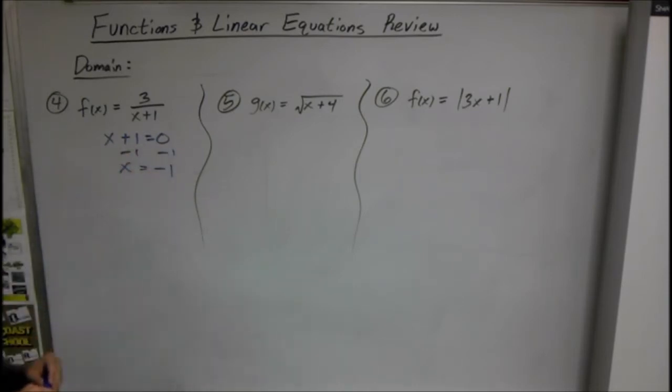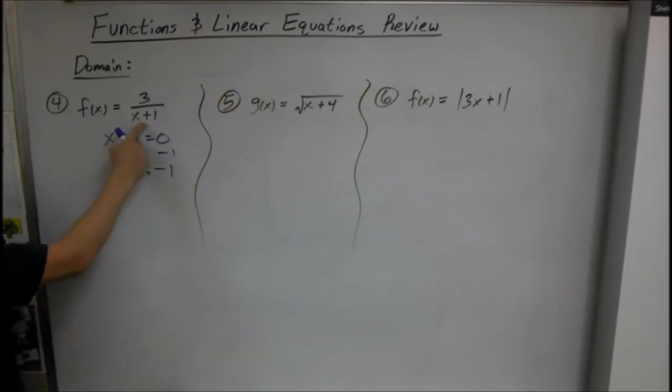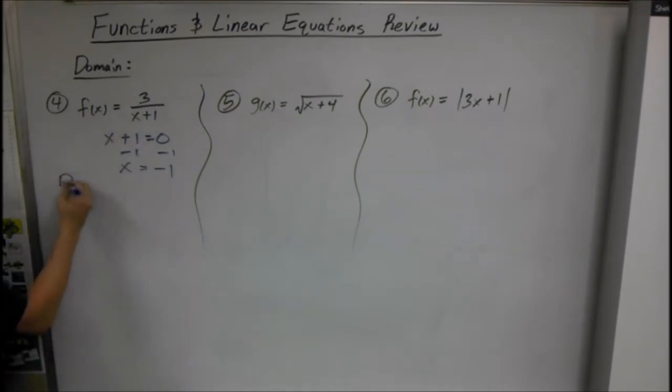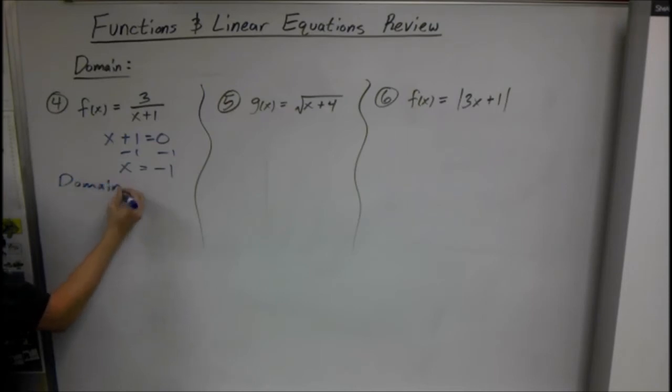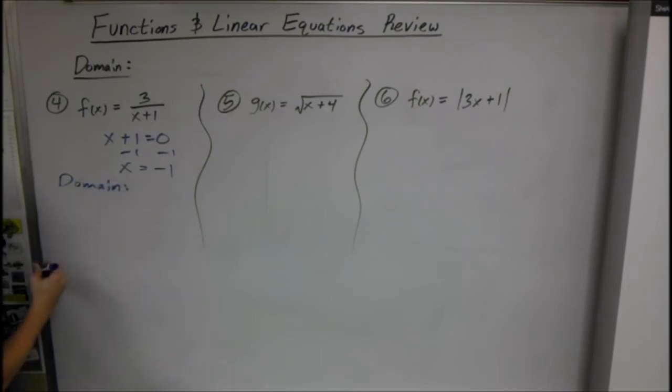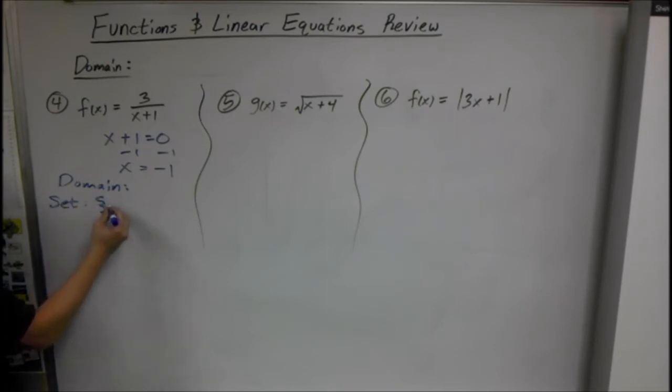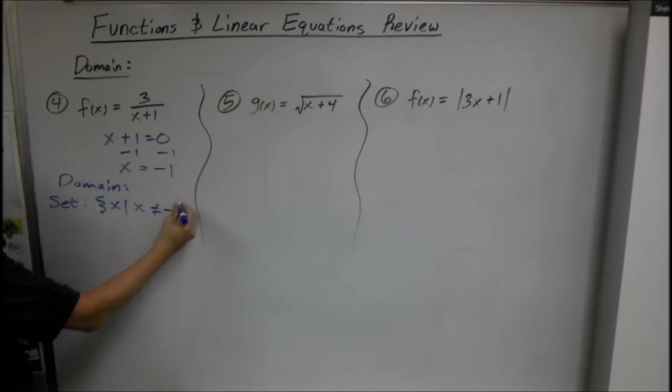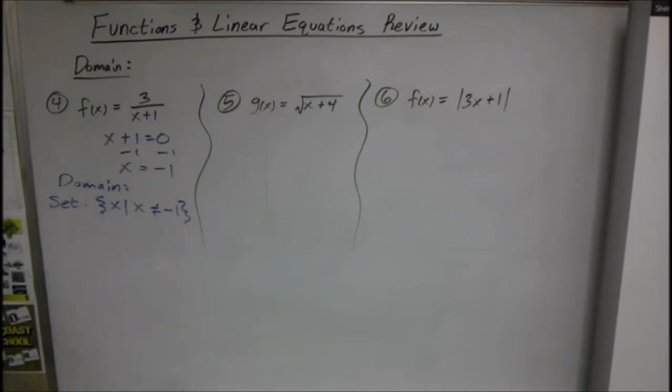So x is not allowed to be negative 1, because it will make the bottom 0. So our domain is going to be, for set notation, x is everything, but it's not negative 1. Because if you plug in negative 1, you get 0.